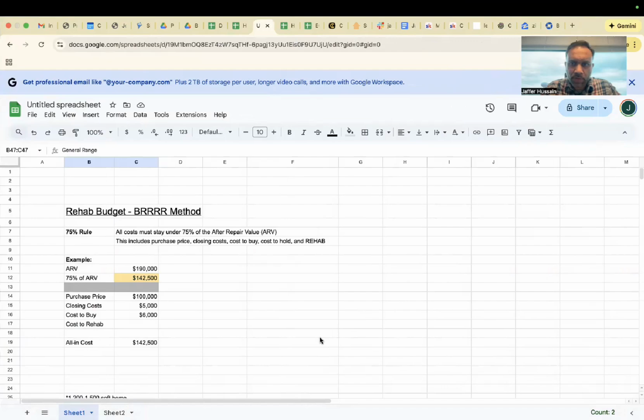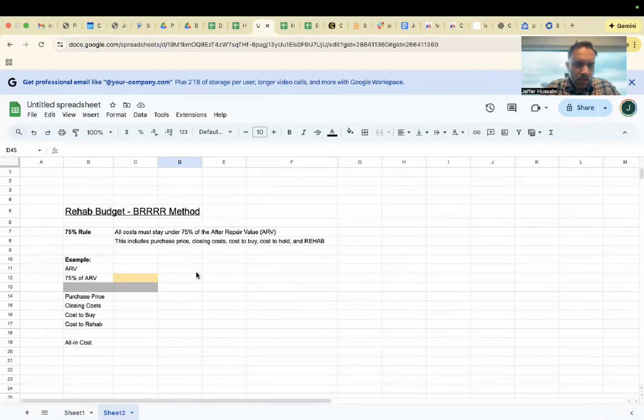Okay, so I'm going to share my screen here and jump into the spreadsheet. All right. So now, when talking about rehab, again, as with every other component of the Burr method, everything hooks and anchors on the 75% rule. All of your costs must stay under 75% of the after repair value, as you recall from some of the other discussions that we've had.